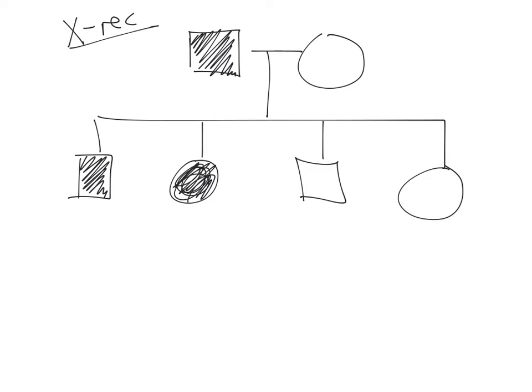Bless you. Can we do this? Let's find out. Bless you again. So could this be an X-linked recessive pedigree? It's not skipping a generation. So what sort of genotypes would we have to hypothesize exist in these individuals to make this X-linked recessive?